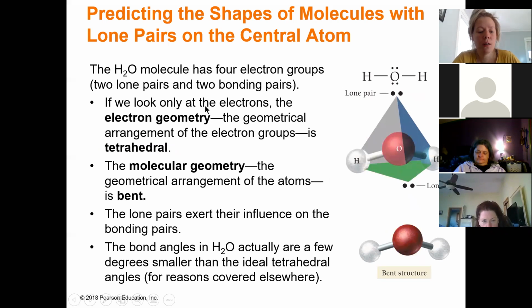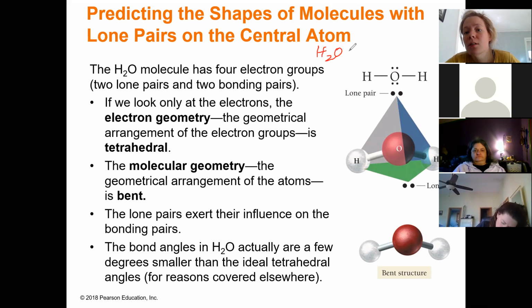Let's do water. So water, H2O, has a total of eight valence electrons. The structure looks something like this. So I've got oxygen in the center, I have hydrogens on the side, and then there are two lone pairs. So as far as the electron geometry is concerned, we still add all the electron groups up. So this has one, two, three, and four. Each lone pair counts as one electron group, okay?